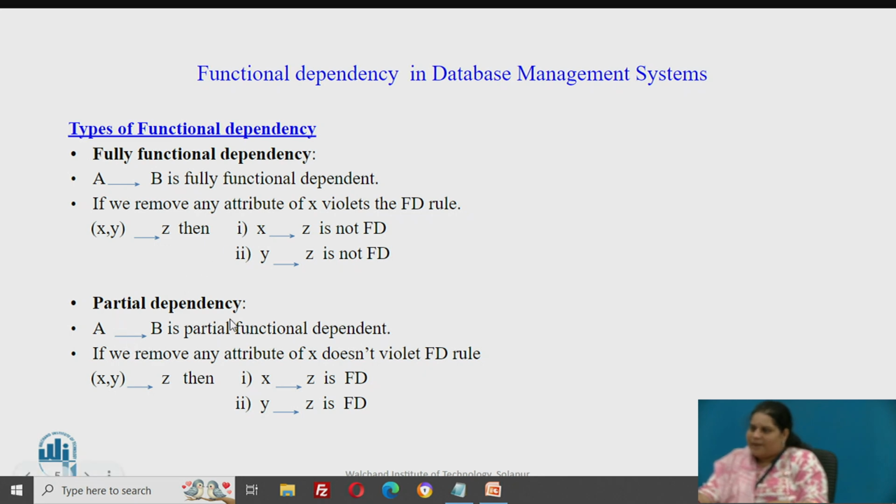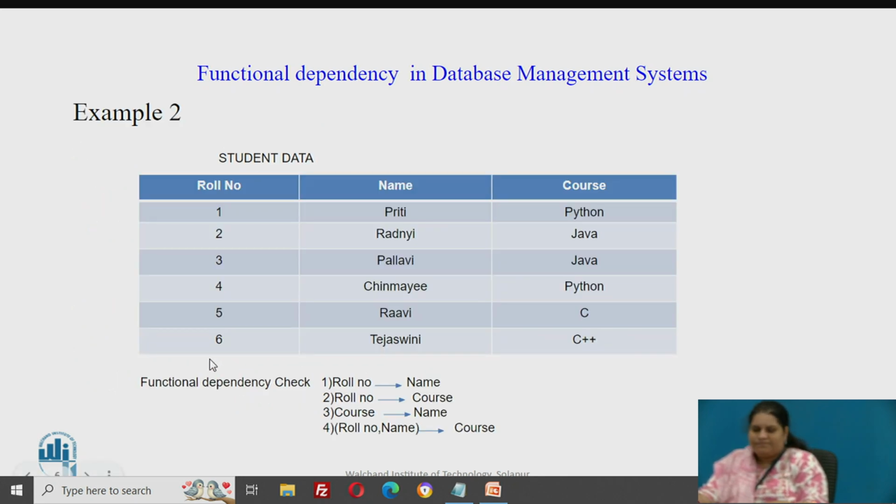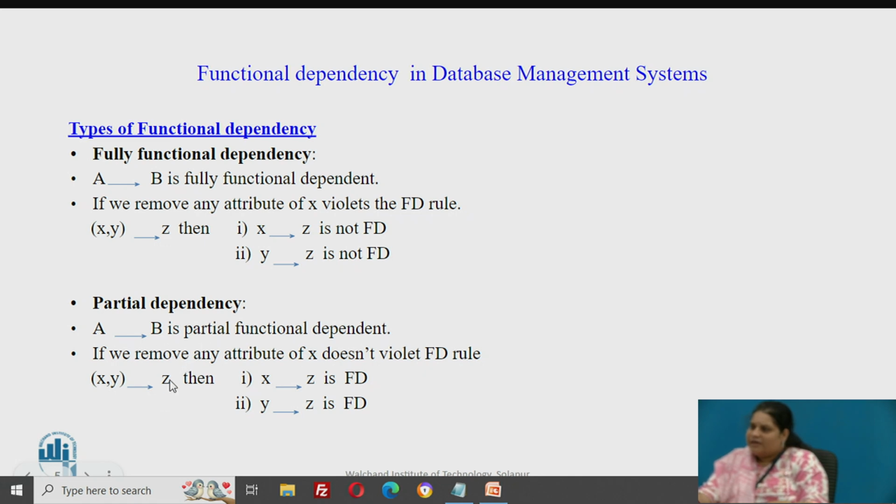Next is partial dependency. Here there are also two attributes, X and Y. If we remove Y and only X is there, then it still has the relationship with Z, so it is functionally dependent on Z. Also, if we remove X, then Y has the functional dependency with Z. So we can say it has the partial dependency.